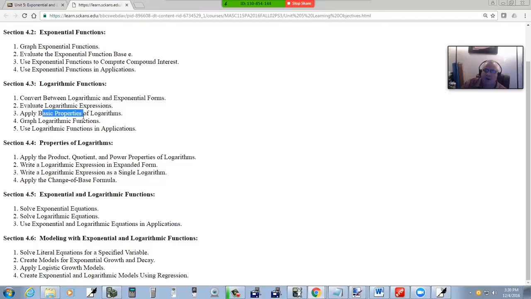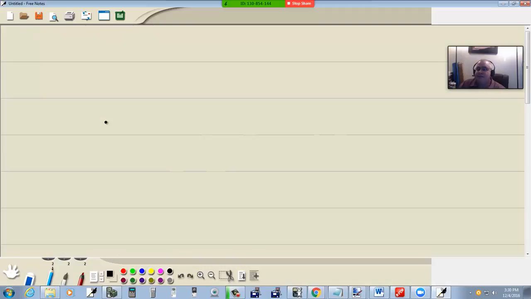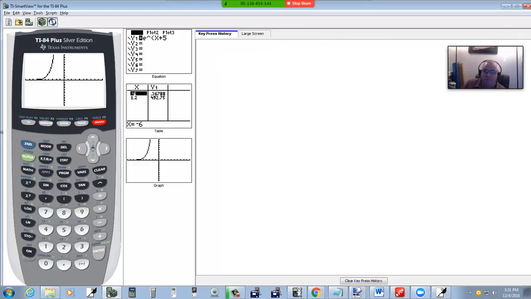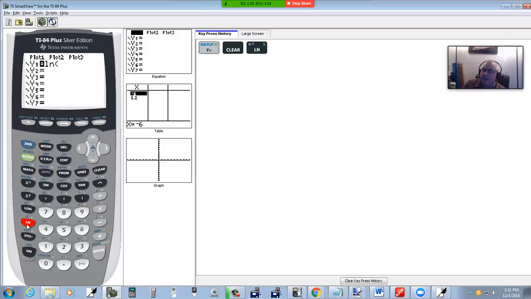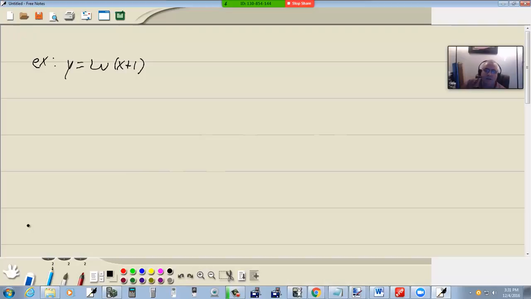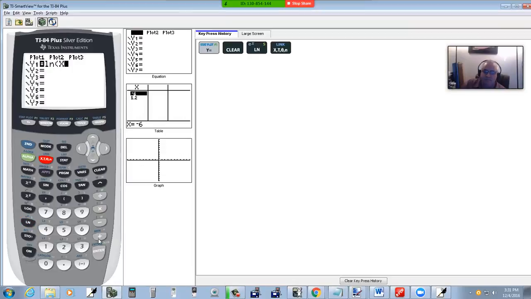Now, another property of logs that we're going to use in combination with graphing. So let's talk about those. If I want to graph, for example, y is equal to natural log of x plus 1. Not too bad. Come over here, do y equals, clear. Here's an ln button, that's my natural log, and then x plus 1.